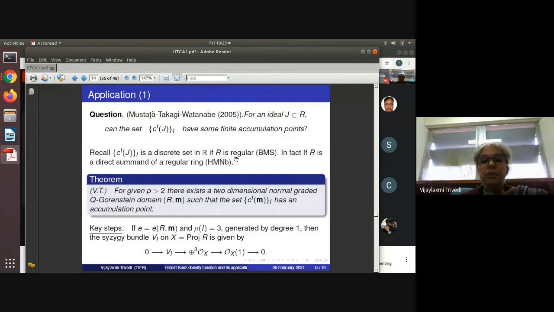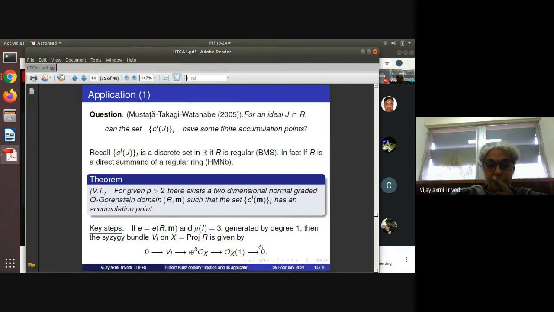Okay. So here's the result. This one says, in fact, there exists a two-dimensional normal graded Gorenstein, Q-Gorenstein domain, where the F-threshold of m will have an accumulation point. So I'll quickly say some lines to sketch the proof.